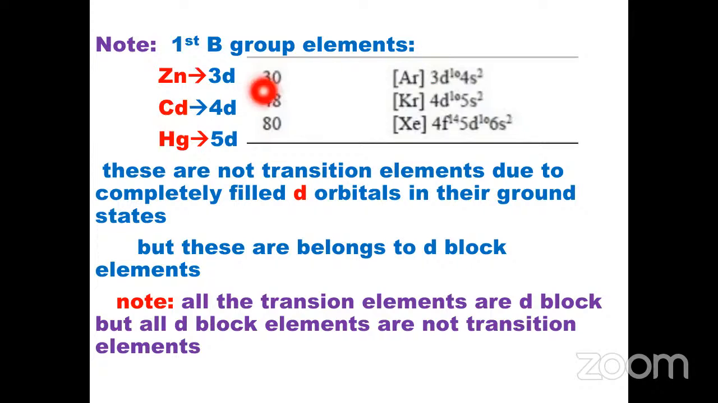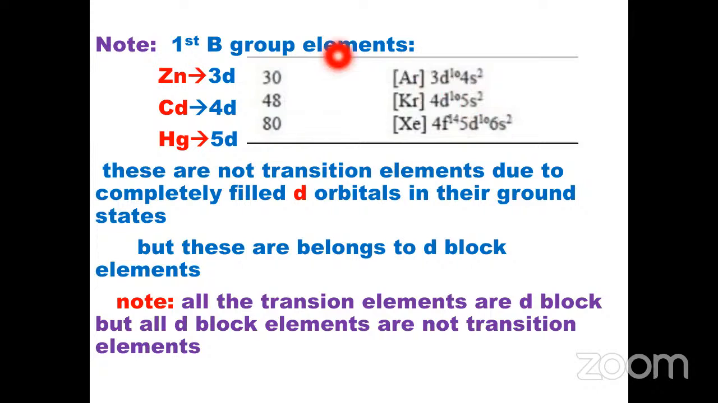These are the atomic numbers of the elements and these are their electronic configurations. Here you find out whether these belong to d block or transition elements. These are d block elements, but they do not belong to transition elements because the d orbitals of these elements are completely filled with electrons: 3d10, 4d10 and 5d10.